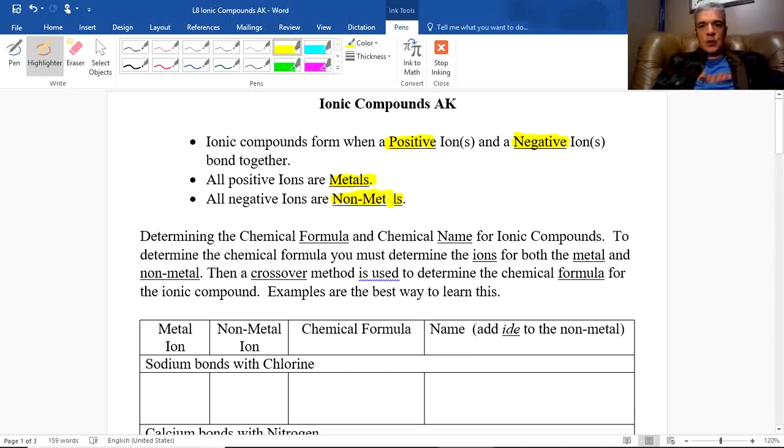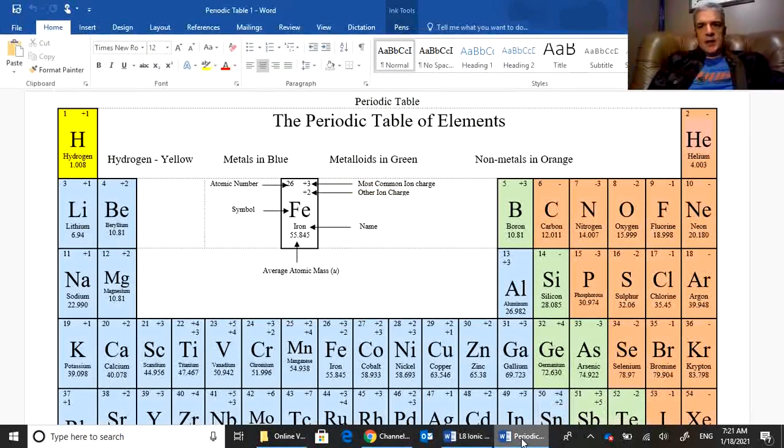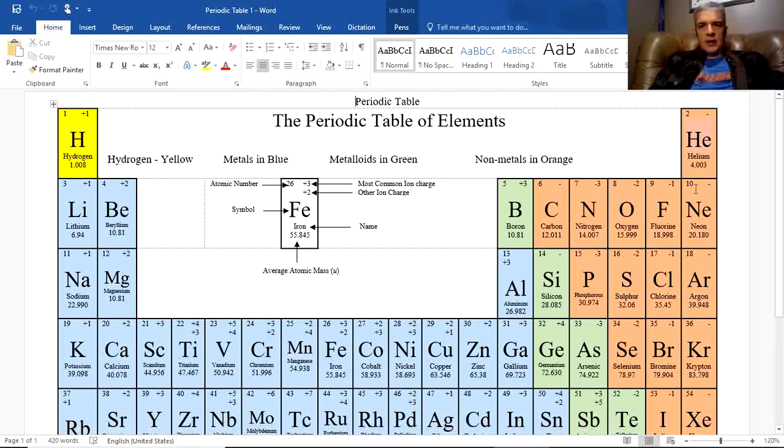The opposite is also true, which is all negative ions are nonmetals. So if you look at your periodic table, and I'll bring up my periodic table, these elements over here on the far right, upper right of the periodic table, they are all the nonmetals. They will always form that negative ion, and they will always bond with the blue ions over on the left and in the middle. And that is just the nature of how atoms combine when it's an ionic compound.